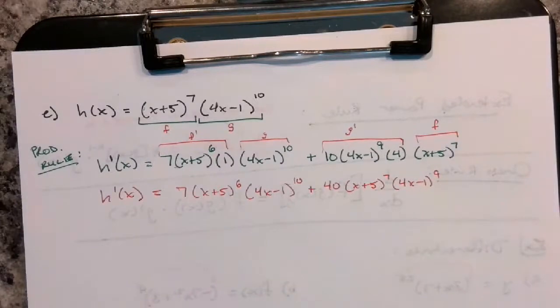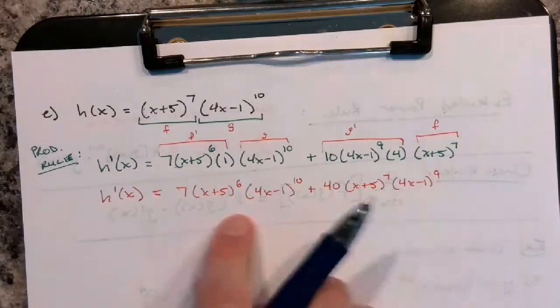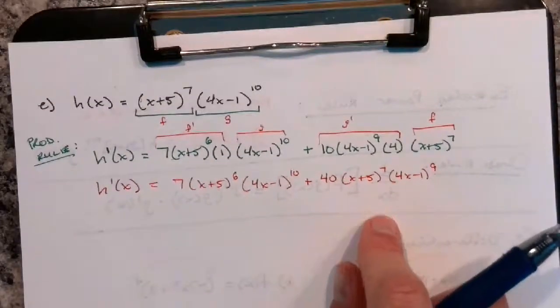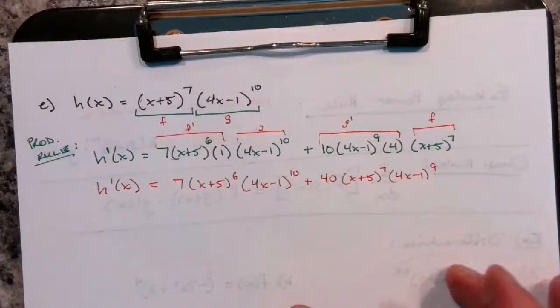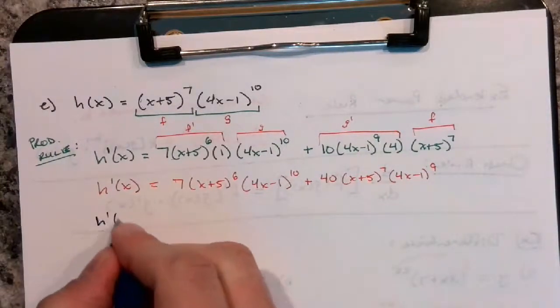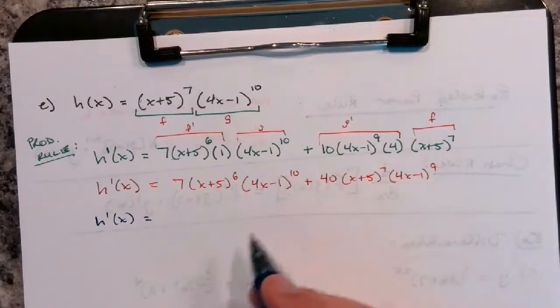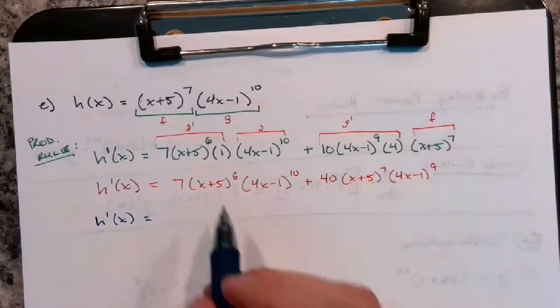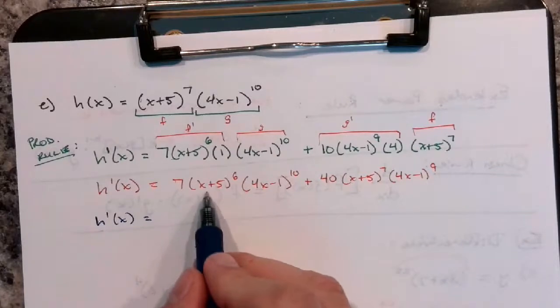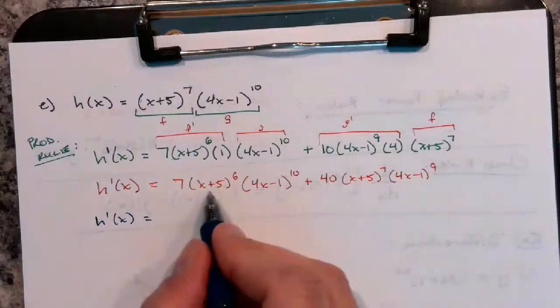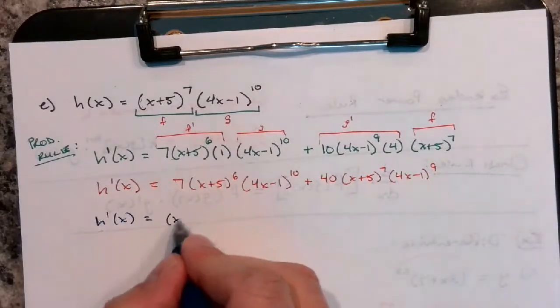If you look at it, if you have common factors, you could factor them out, which helps you write this in a more condensed form. So we do have common factors here. Now the 7 and the 40 don't have any common factors other than 1, so I don't have to factor out a GCF from there. But if I have (x plus 5) to the 6th and (x plus 5) to the 7th, that's a common factor of x plus 5 that they have.